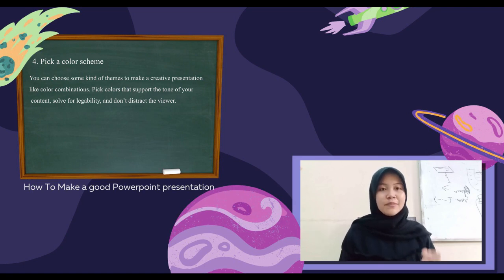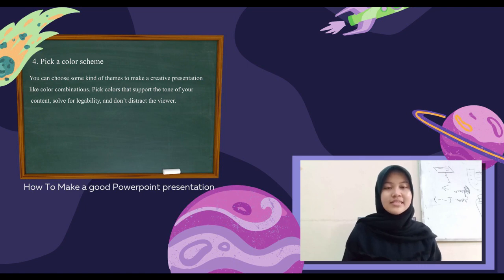Next, the fourth point is pick a color scheme. You can choose some kind of theme to make a creative presentation, like using color combinations. Pick colors that support the tone of your content, are good for legibility, and don't distract the viewer.